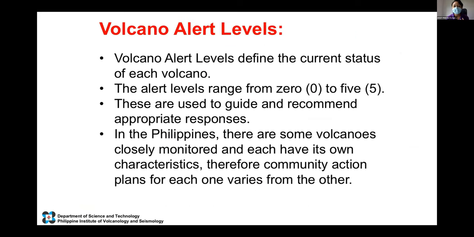So, paano nga ba natin malalaman kung ano yung mga status ng bawat vulkan? May tinatawag po tayo na volcano alert levels. Ito ay may range from 0 to 5 and this can be used to guide and recommend appropriate action and responses. Sabi nga ni AD kanina na yung mga karakteristik ng vulkan na minomonitor natin ay magkakaiba. Kaya kakailanganin din ng magkakaibang action and plano para sa bawat vulkan.